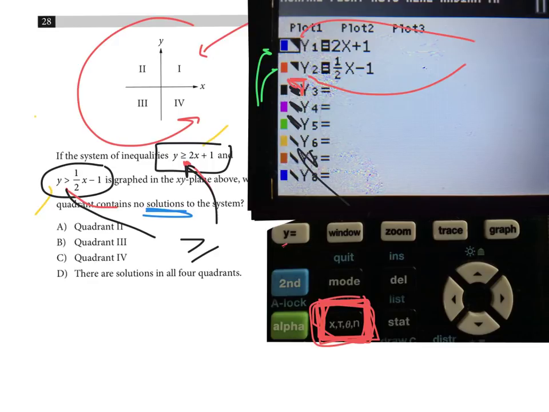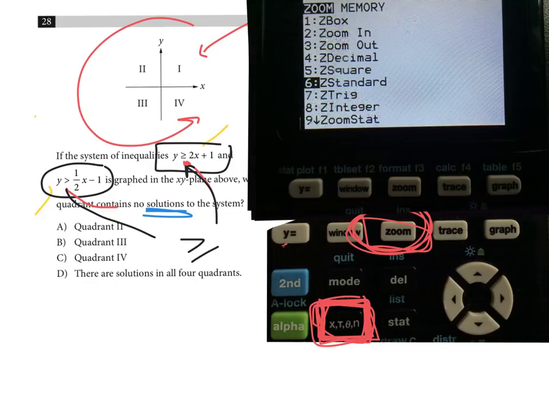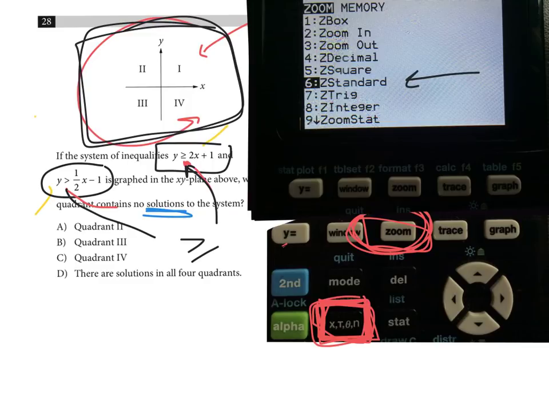Now the way we're going to graph is we're now going to press the zoom button. And when you press the zoom button, what you want to do is press the number 6 for Z standard. That's the standard view of graphing. Standard view graphs basically like this, where the 4 quadrants are shown in a standard manner. So you either press zoom and then the number 6, or you can press zoom and then scroll down to when your cursor is next to 6 and then press enter. But when you do that, your calculator should look like this.